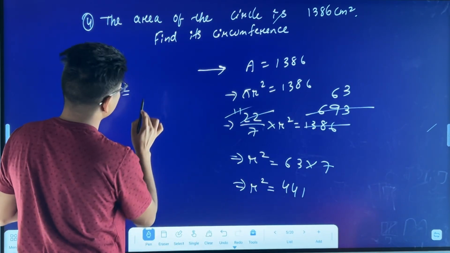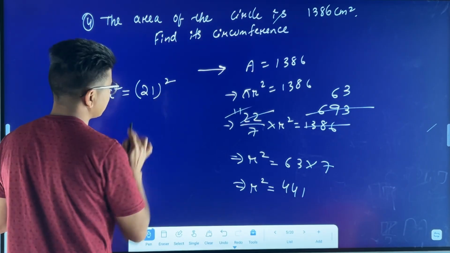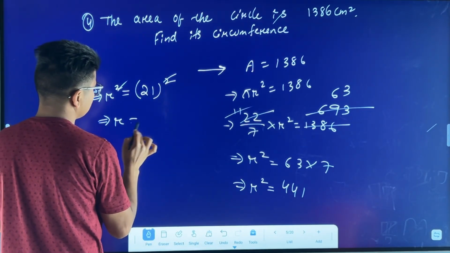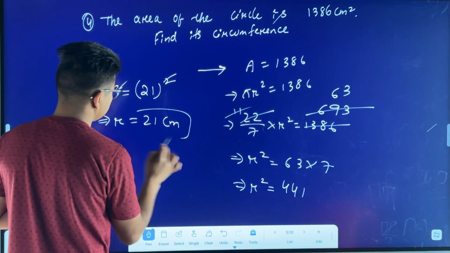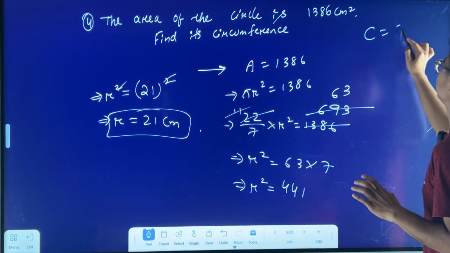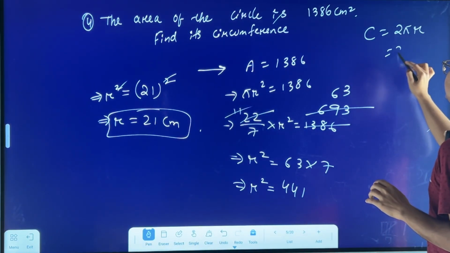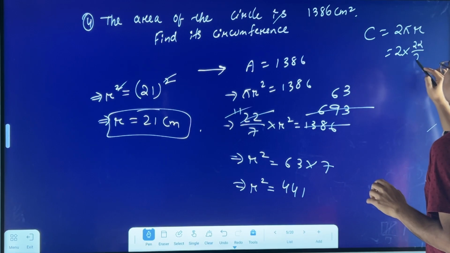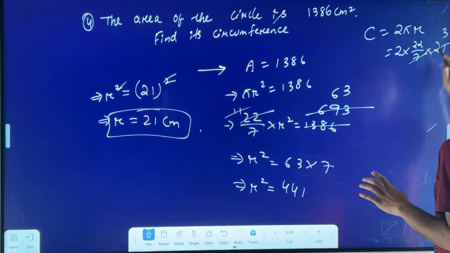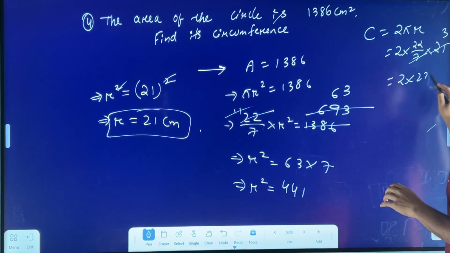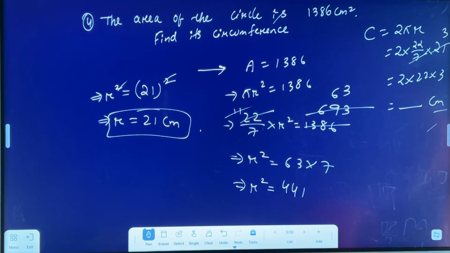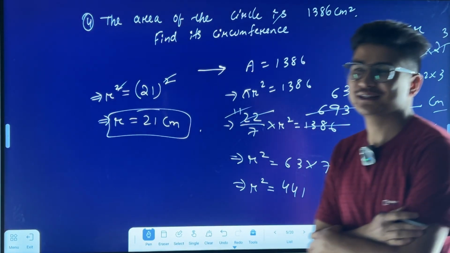In place of 441, can I write 21 square? Yes, I can write 21 square is 441. Square root, r equals 21 centimeter. This is the radius. You need to find what? Circumference. Circumference of the circle formula is 2 pi r. Then 2 into pi, which is 22 by 7, into r. R is 21, 7 3s are 21. And 2 into 22 into 3. Then this much centimeter is the circumference of the circle. This is the simple problem.